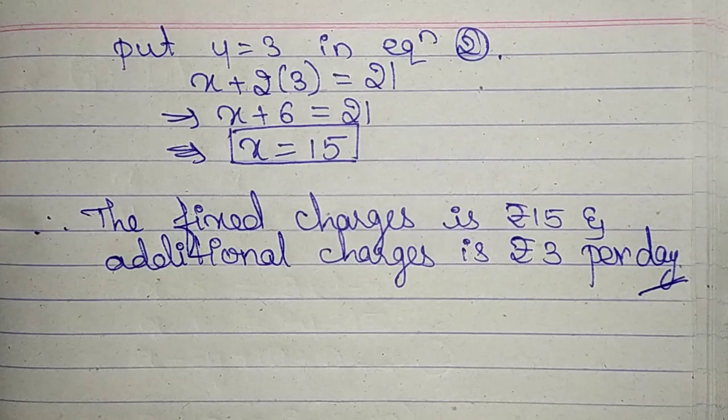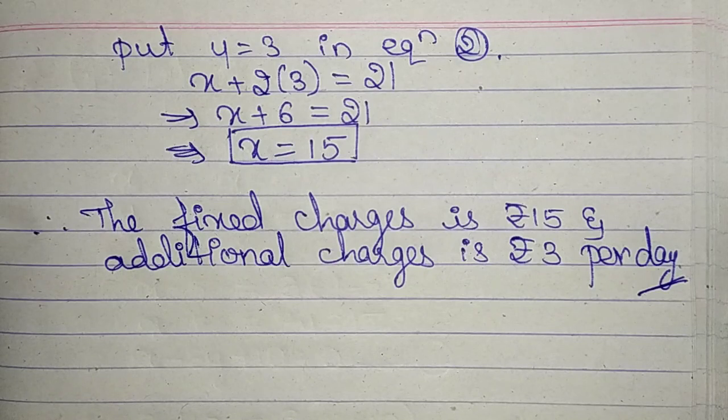In the next class, since the cross multiplication method has been deleted, we are going to skip that concept and exercise 3.5. We are directly going to equations reducible to a pair of linear equations in 2 variables, and the last exercise of the chapter, which is exercise 3.6.